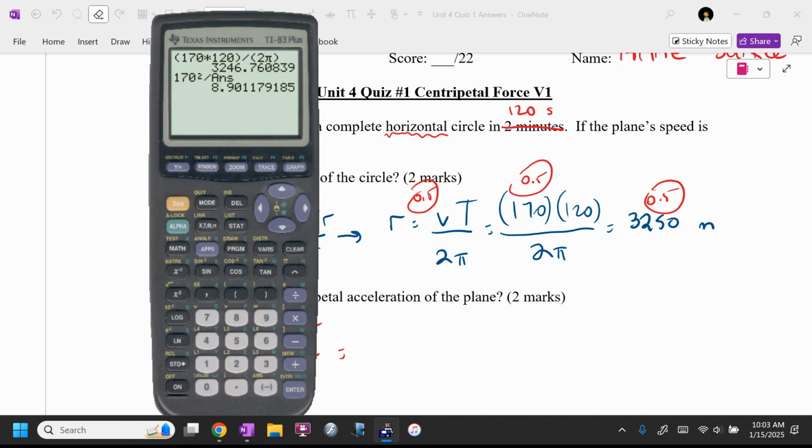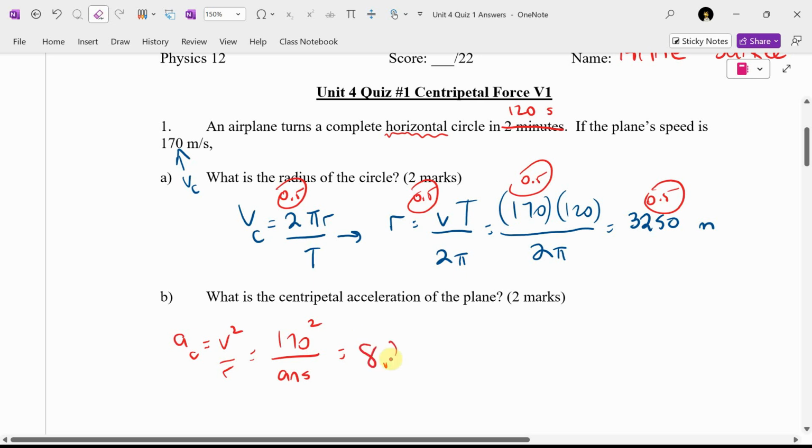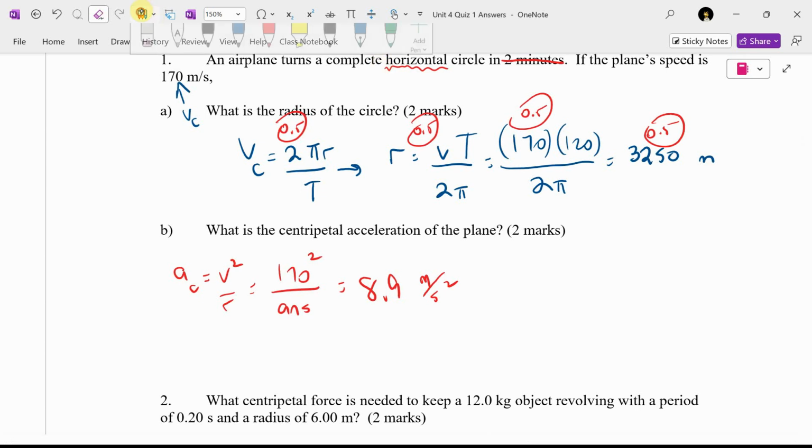And I got 8.9. Yeah, they're pulling a little less than a G, which means would they feel heavier or lighter? They feel a little bit lighter. You would feel a little bit like you were falling. And they're probably losing a bit of altitude. For 2 marks, 1 mark for the equation, half mark for the numbers, half mark for the answer. If you got A wrong, but you successfully went 170 squared divided by your answer, or you went 4 pi squared times your answer divided by 120 squared, I'd give you 2 out of 2.